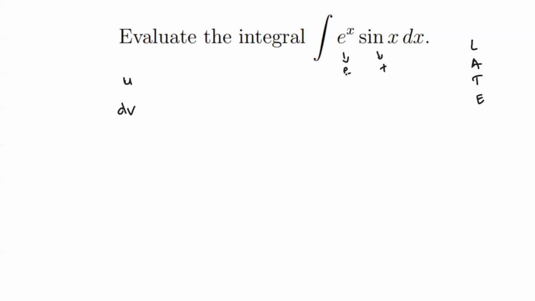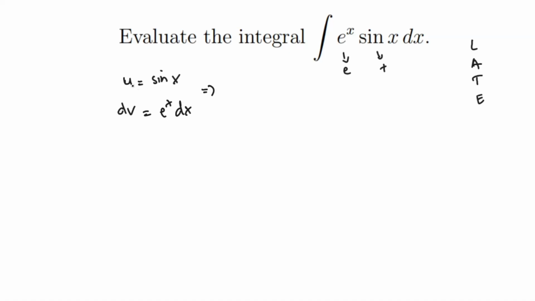So E is the exponential function, so E is the last, and T is the third. T is higher than E, so our u is going to be T. T is the trigonometric function, and the trigonometric function in this formula is sine. So u equals sine x, and dv is the remaining part, so this is e to the x dx.